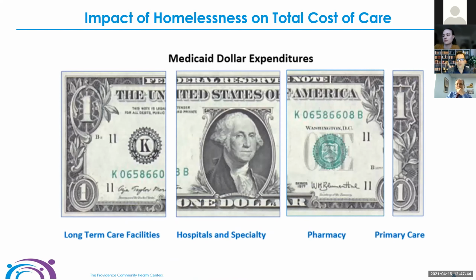This is a lovely graphic, which I put in here to point out that primary care, as you can see the sliver over here on the right, is only what, 10% of the spend in the population for Medicaid. Pharmacy, a big chunk, working my way from right to left. Hospitals and specialty, big chunk. Long-term care facilities.